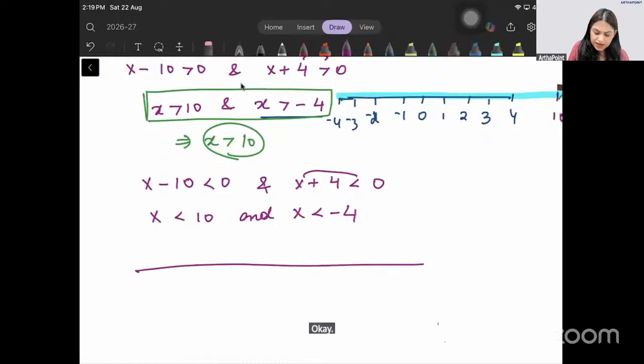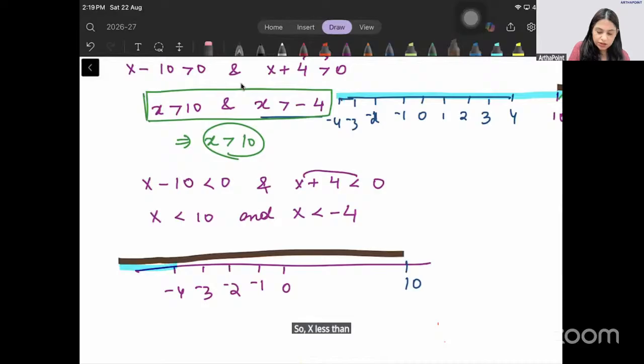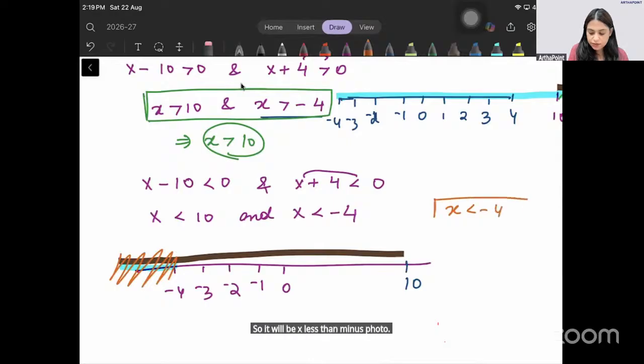x less than 10 and x less than minus 4. So 0, minus 1, minus 2, minus 3, minus 4. x less than minus 4. And somewhere here will be 10. So x less than 10. So what is common between these two? This. So it will be x less than minus 4.